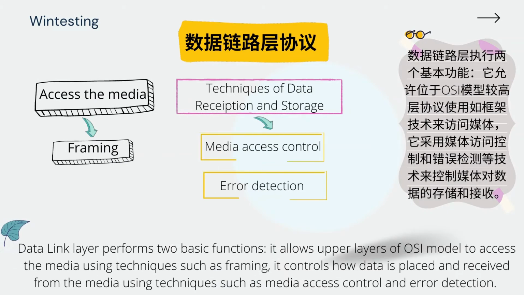Data link layer performs two basic functions. It allows upper layers of the OSI model to access the media using techniques such as framing. It controls how data is placed on and received from the media using techniques such as media access control and error detection.